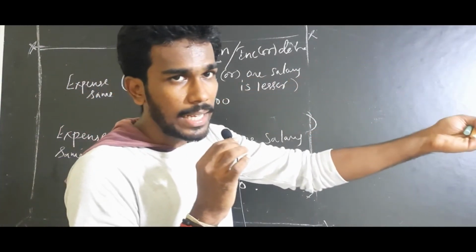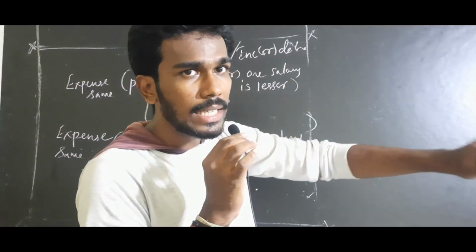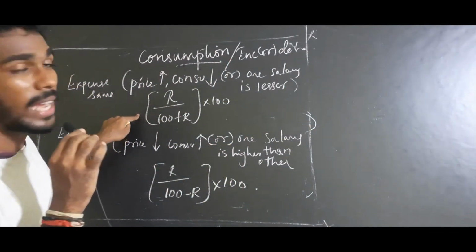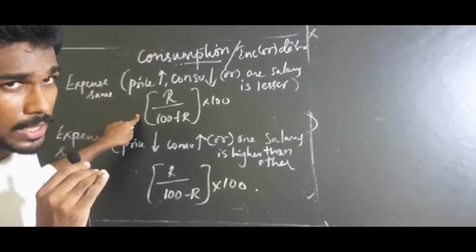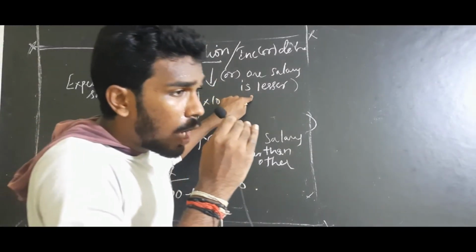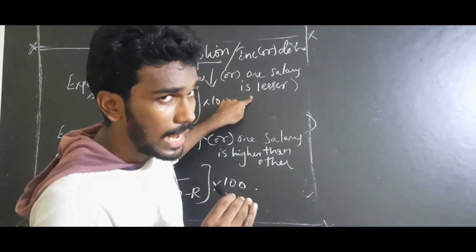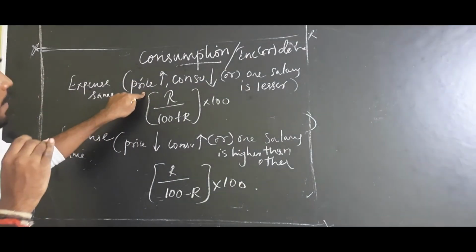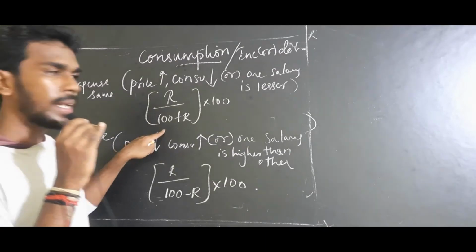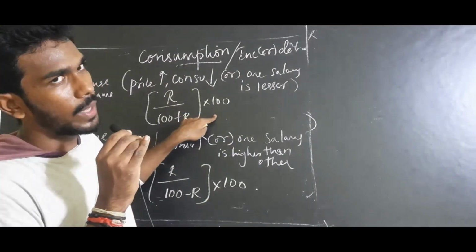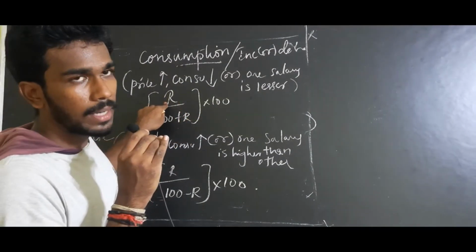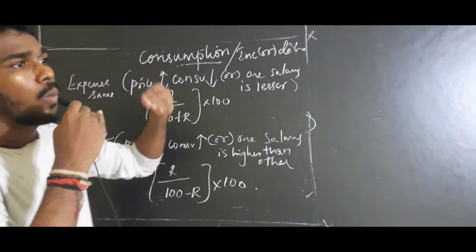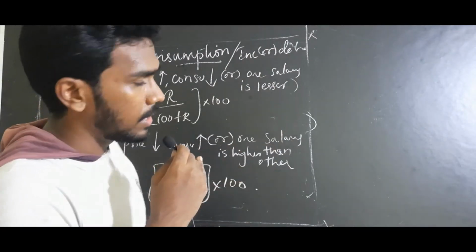One person's salary is comparatively less than the other person's salary. In these two scenarios, you have to follow this formula to calculate the increase in percentage, or how much percentage one salary is lesser than the other, or how much percentage they have to reduce the consumption. For that, R divided by 100 plus R, into 100, always gives you the percentage. R is nothing but the rate of increase, or the rate at which one salary is higher than the other.